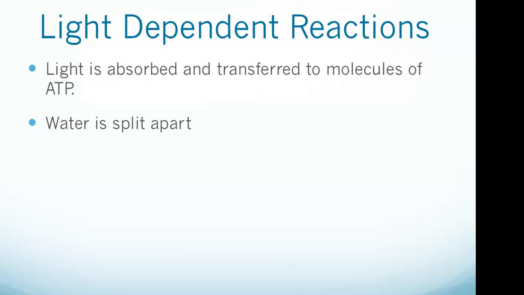During light-dependent reactions, two major things happen. First off, light is absorbed and transferred to molecules of ATP. Second, water is split apart. The light is absorbed by photosystem 2 and photosystem 1 in the thylakoid membranes. Water is then split apart to replenish the missing electrons and protons. Light-dependent reactions use light to produce ATP, which then fuels the light-independent reactions.